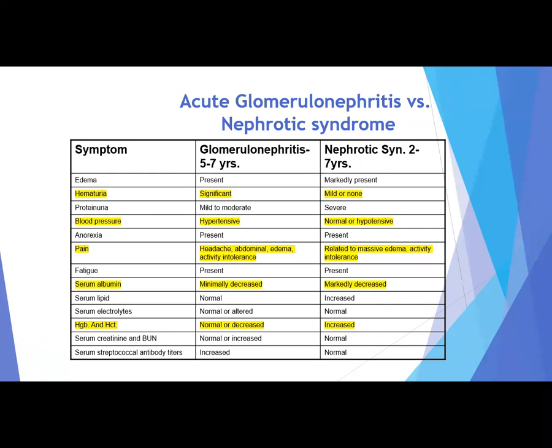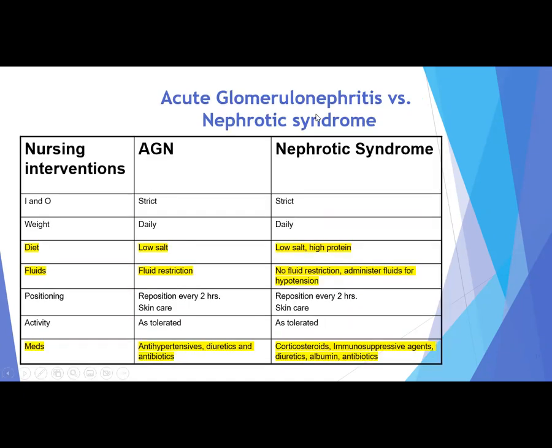Okay, so when you're studying for this, and this is the last of the new information that's going to be covered on your exam, I would pay the most attention to the things that you see markedly different, because that's really going to help you determine, is this AGN or is this nephrotic syndrome on your exam? Okay, the last slide is about the nursing interventions related to those two. So again, look for those things that are different.